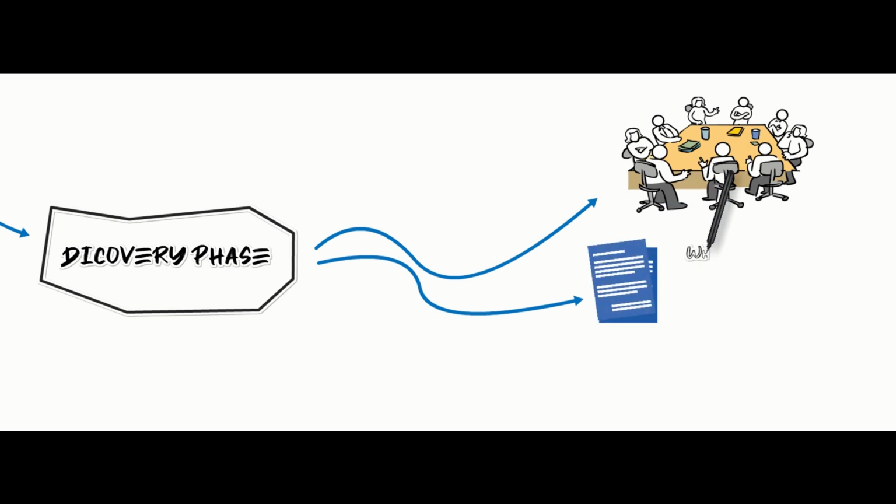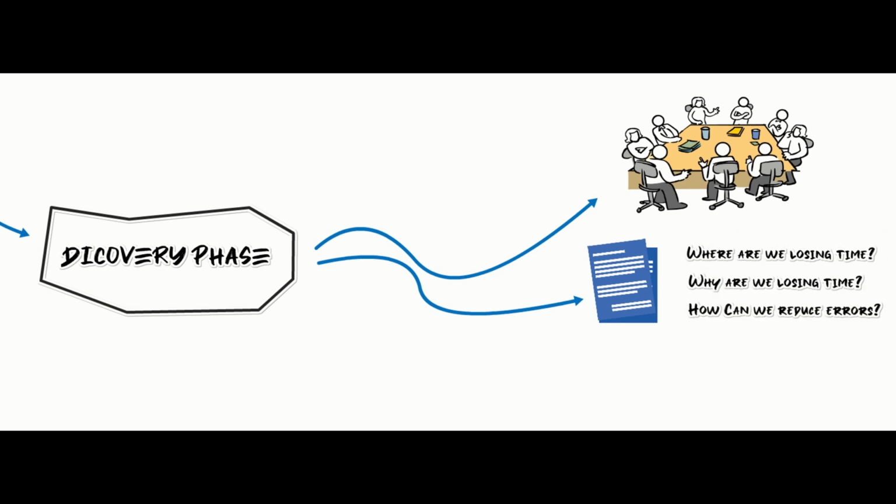He asks questions like, where are we losing time? Why are we losing time? How can we ensure fewer errors? The key objective of this phase is to really understand the current state of play, how things are currently being done, what the pain points are, and what business challenges exist.